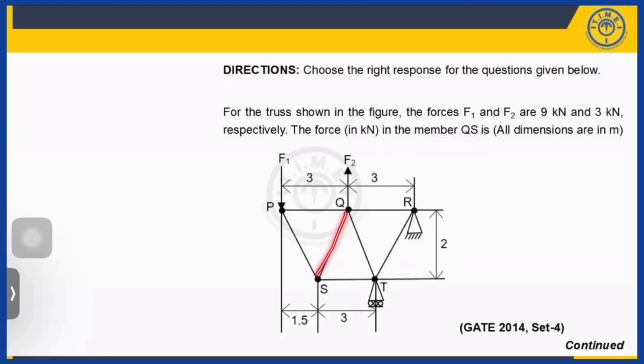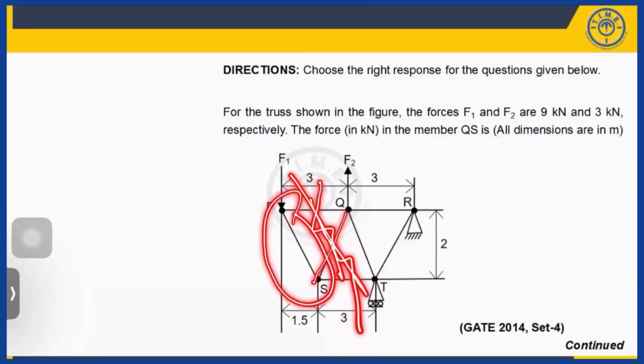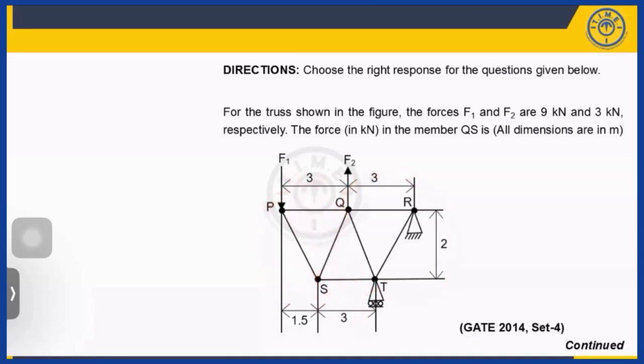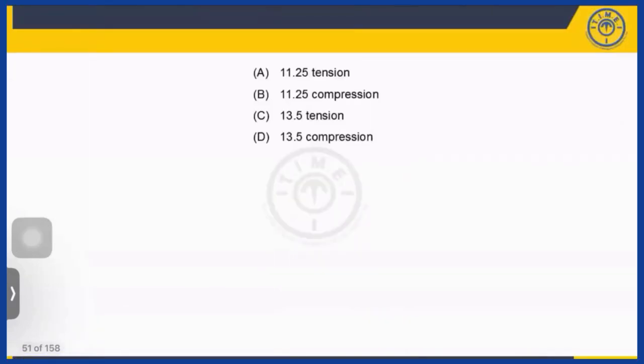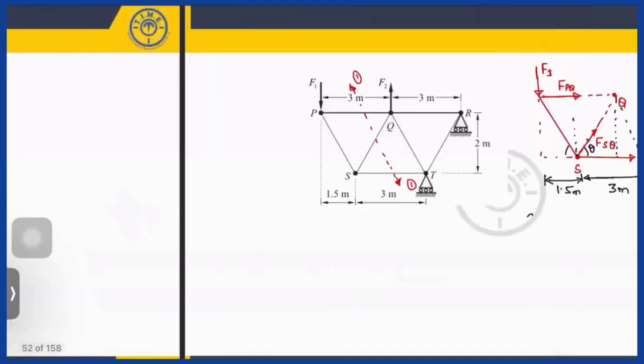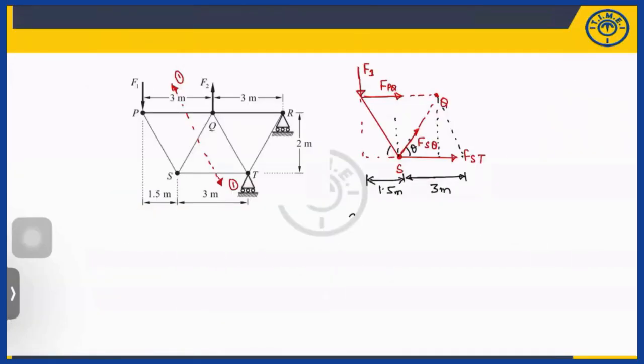To calculate the force in member QS, can you take the cross section like this? Because three members are cut, you can take the right hand side or the left hand side. If you take this particular section, this F1 force is known to you. Without calculating the reaction also, you will get the answer. Okay. These are the four options. So I have already taken this subsection, which is nothing but 1-1.